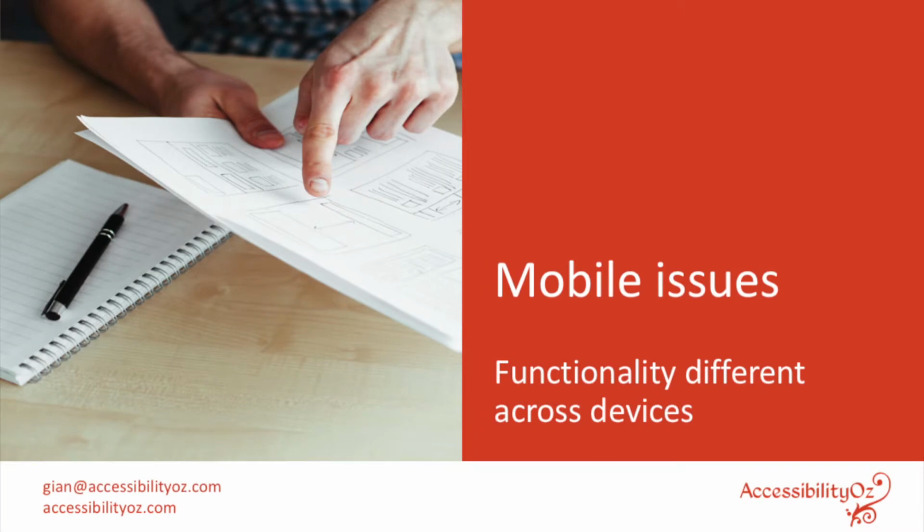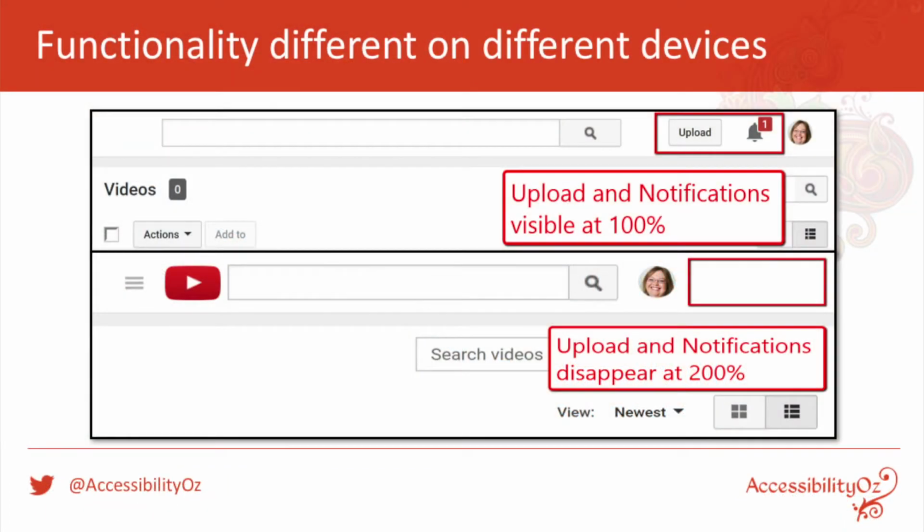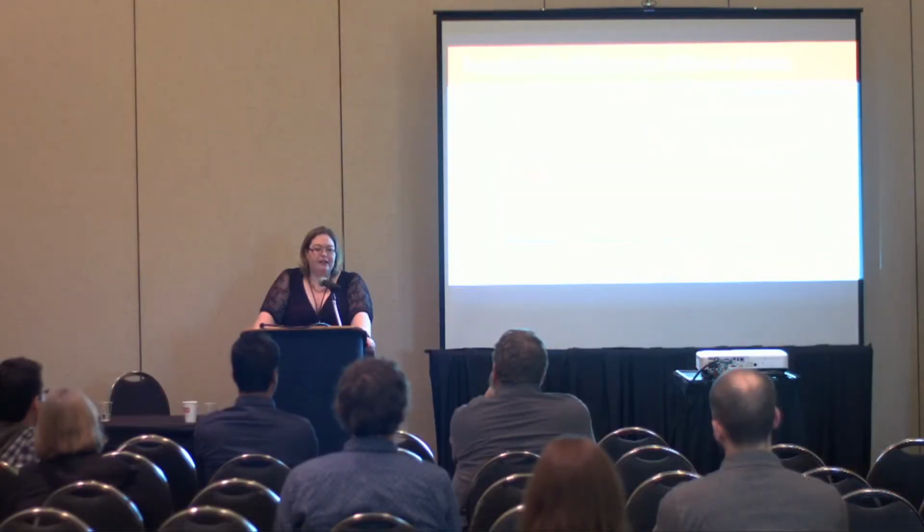It's also, as I said, important that you have the same functionality across a bunch of different devices. The YouTube site is responsive, so if someone's on a desktop site and they've increased their text size to 200% or more, it assumes that it's on a mobile device and gives you the mobile version, and as a result the upload and notifications buttons completely disappear. So if someone's looking at the YouTube site with large text, they actually can't upload a video.